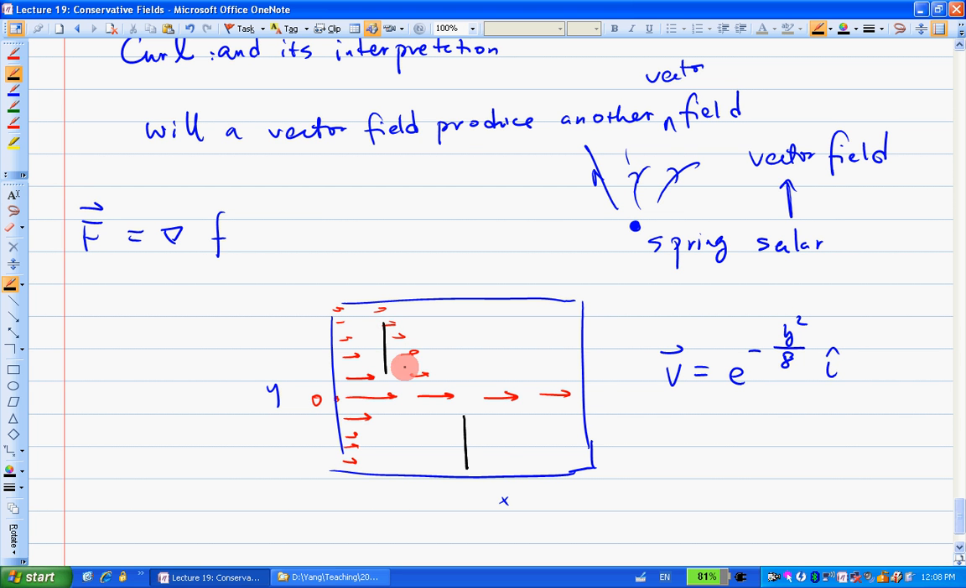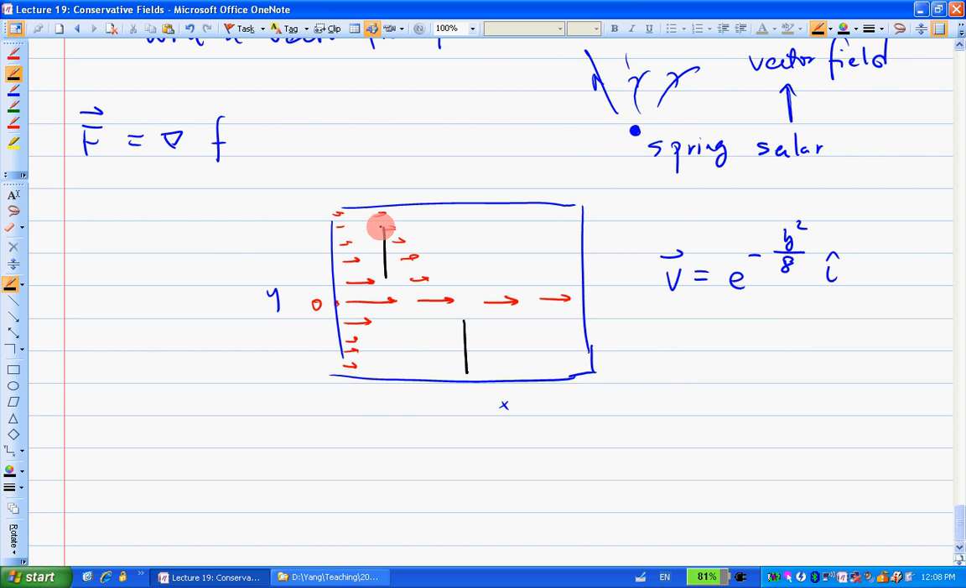Okay, but use your intuition. If I put it on the top here, how is it going to rotate? Which direction? Clockwise or counterclockwise? Counterclockwise. So this one here will be clockwise, right?